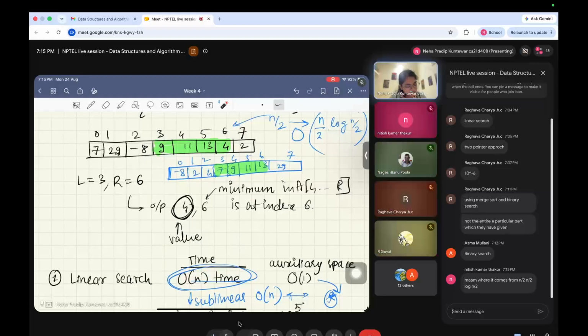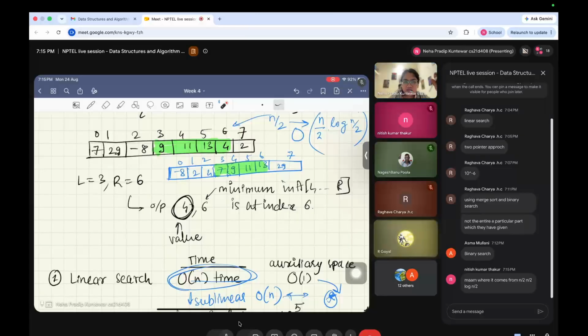Because your linear search is doing a better job, no? You just go through that subarray and keep track of which is the minimum element you have seen so far. That will only take you order n time. Okay, but do we know this minimum element in advance to perform the linear search? No, we do not.